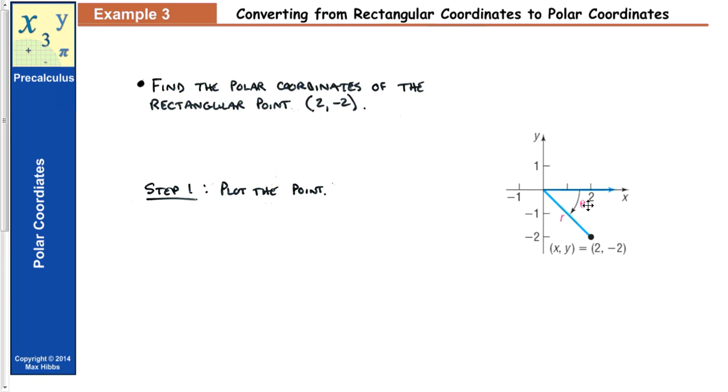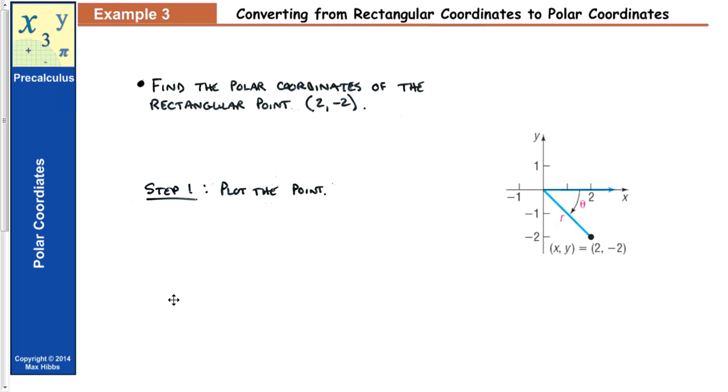And so our point has an x value of 2 and a y value of -2, so that's our point. The job, of course, is to figure out what theta and r are. Okay, the values of r and the value of theta.